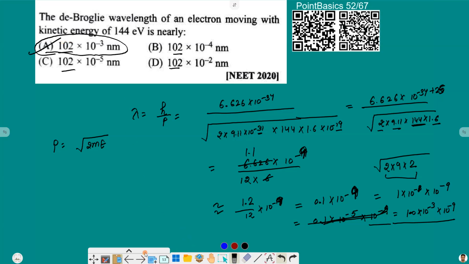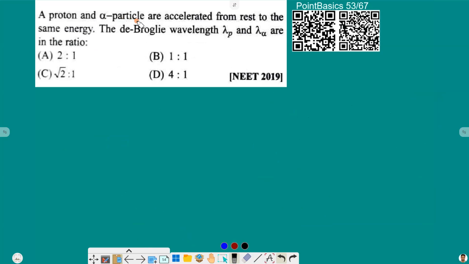Now, moving ahead, a proton and alpha particle are accelerated from the rest to the same energy. The de Broglie wavelength of proton and alpha are in the ratio. Now we know that de Broglie wavelength for a particle is h by p, and as they have the same energy, we can write momentum in terms of energy, and that will be root 2m times E.